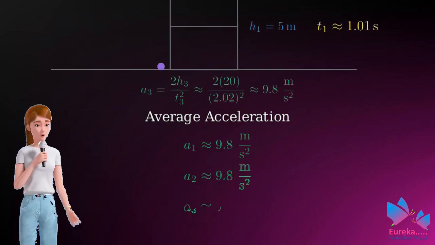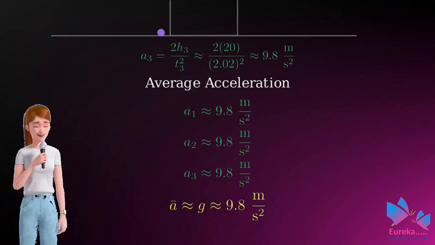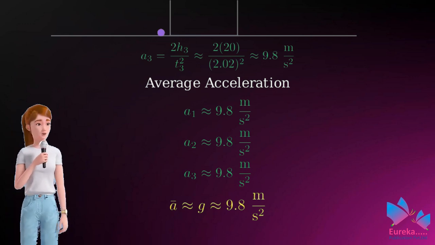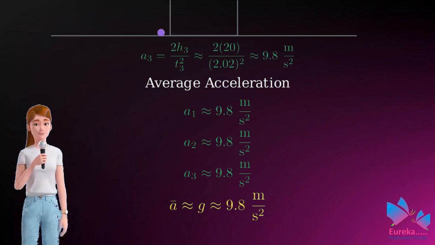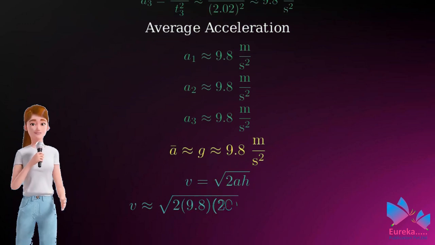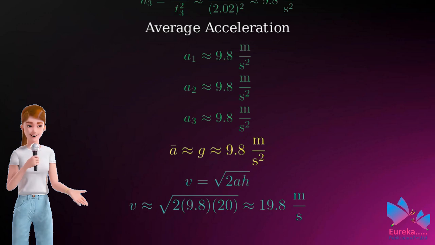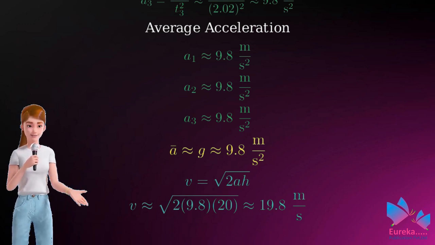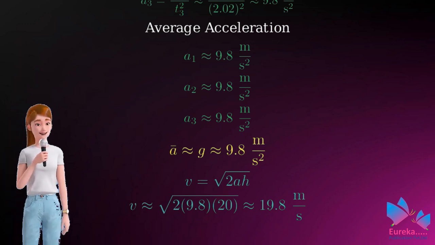Taking the average of these accelerations gives approximately 9.8 meters per second squared. This is the acceleration due to gravity, usually called g. It is the constant acceleration of any object in free fall near the surface of the Earth, so long as air resistance is negligible. We can also compute the final speed just before impact using v equals the square root of 2ah. For example, from 20 meters with a equals 9.8, v equals the square root of 2 times 9.8 times 20, which is about 19.8 meters per second.